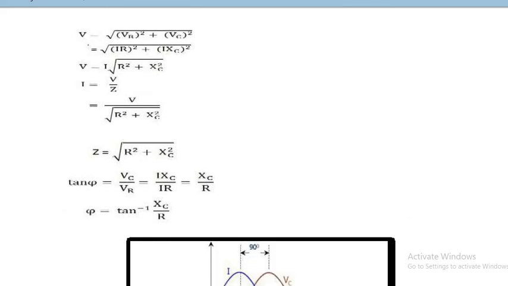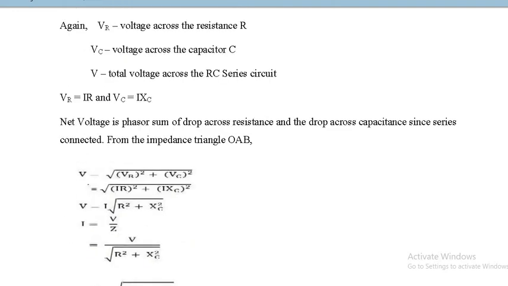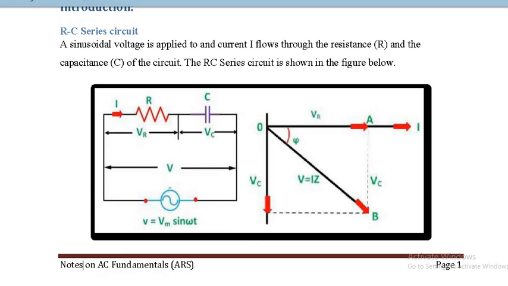Now where has all this come from? Again, look at the second half of this diagram. You can see current is taken as the reference phasor because we are talking about a series circuit. In a series circuit, current is taken as the reference phasor because it is a common quantity, isn't it? In the same phase you will have VR, because it is a speciality of resistive voltage that it is always in phase with the current.